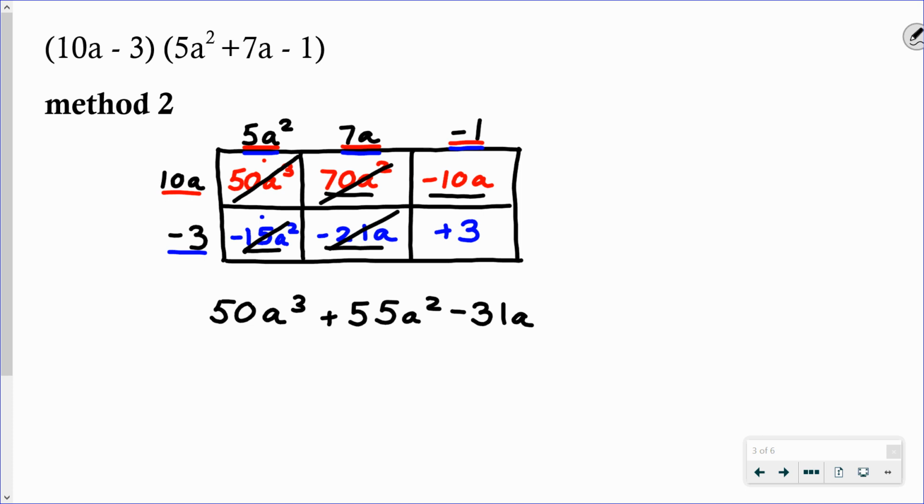Combine the a's, negative 31a, those boxes are done. And then the plus 3.